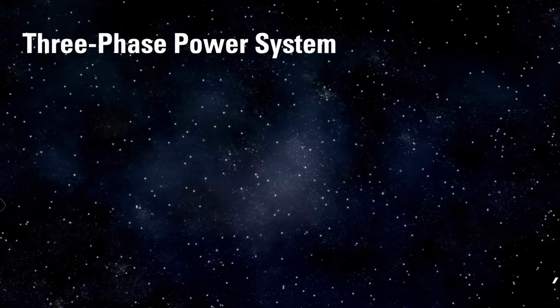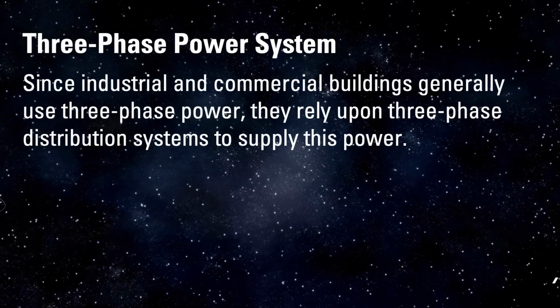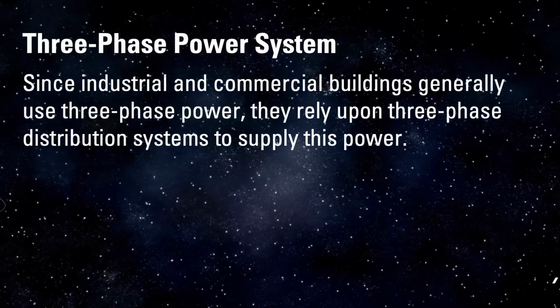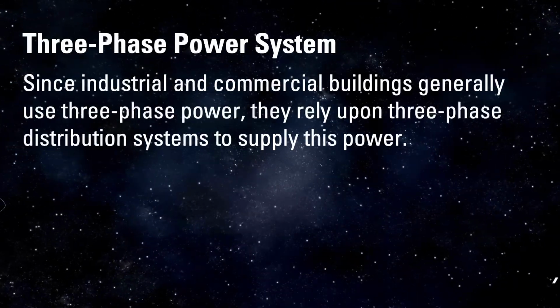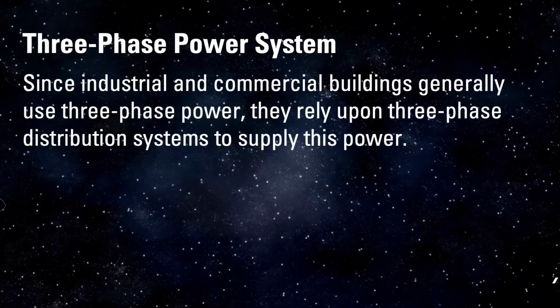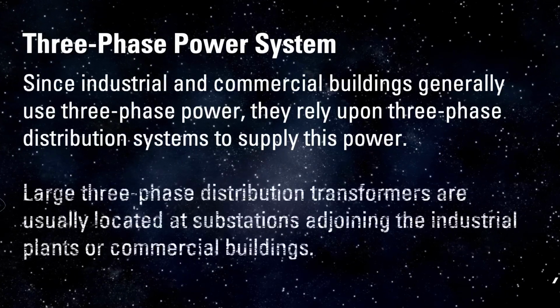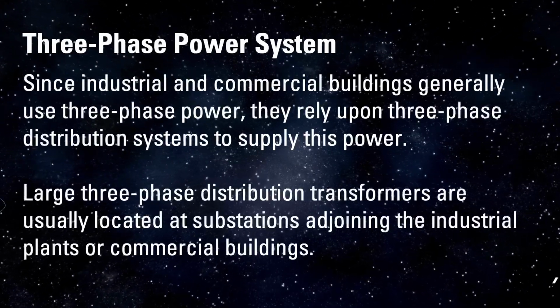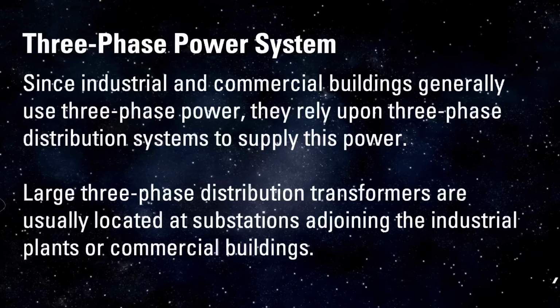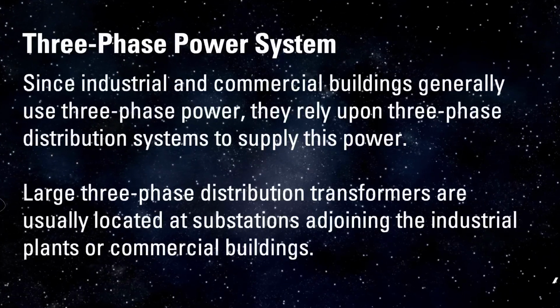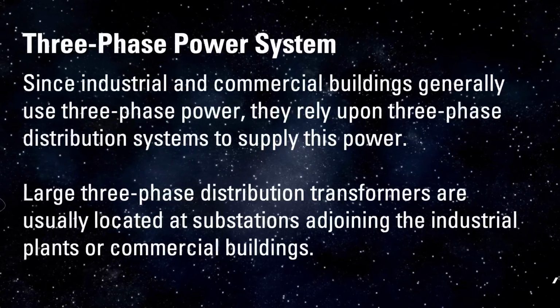The three-phase power system. Since industrial and commercial buildings generally use three-phase power, they rely upon three-phase distribution systems to supply this power. Large three-phase distribution transformers are usually located at substations adjoining the industrial plants or commercial buildings.